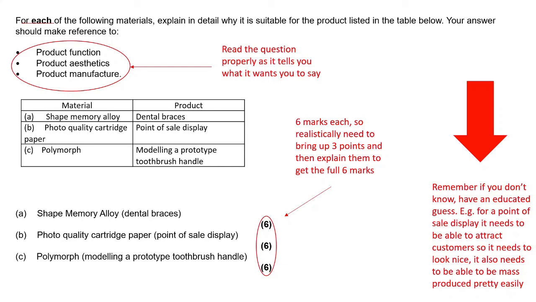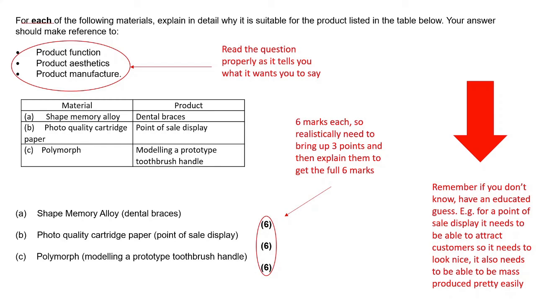So there's 3 things you've got to write about. Each one is worth 6 marks. So actually it's worth quite a lot of marks overall. But each one's 6 marks, so realistically you need to come up with 3 points and then explain each one of those points to get you 6 marks in total. If some of them you're not sure about, make educated guesses. Don't just leave things blank.